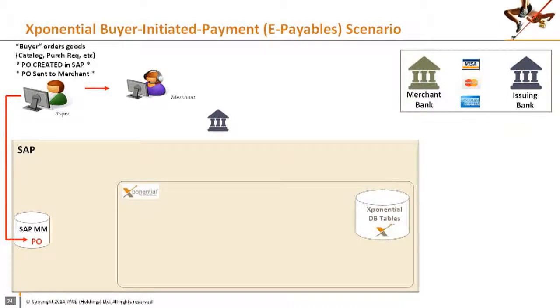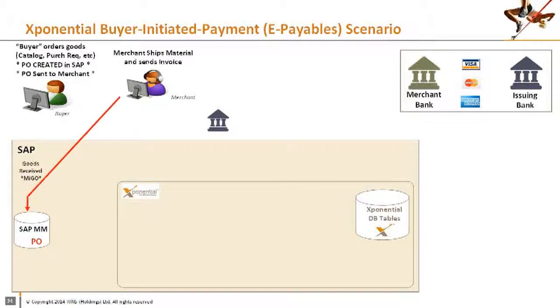The purchase orders are getting created inside of SAP, and let's say that the POs will be created with a new payment term. Let's say e-pay, for example. So we've got these e-payable POs that are being created in SAP, whether they're coming from a purchase requisition or from a catalog or whatever. It's just they have that unique payment term on them.